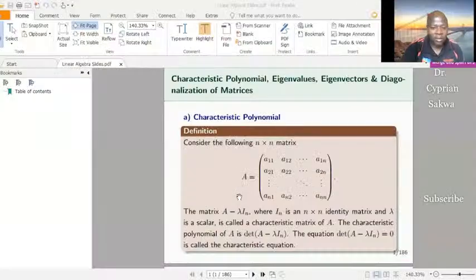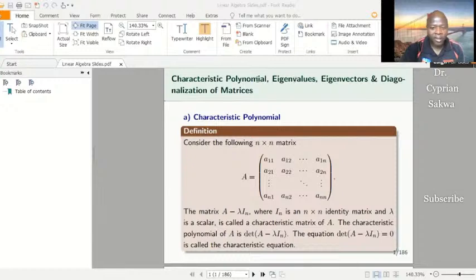Today we look at characteristic polynomial, eigenvalues, eigenvectors, and diagonalization of matrices. These are very important topics, and I wish that you accompany me to the end. I'll begin with the characteristic polynomial, and then use that knowledge in the determination of the eigenvalues and eigenvectors.